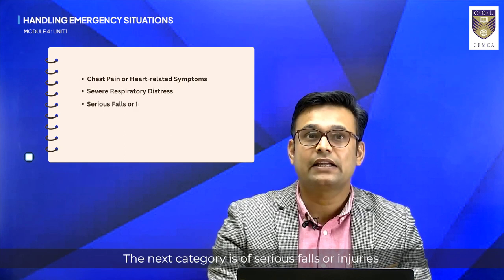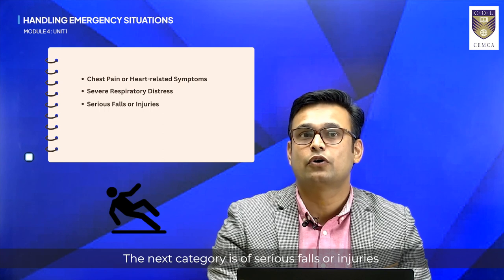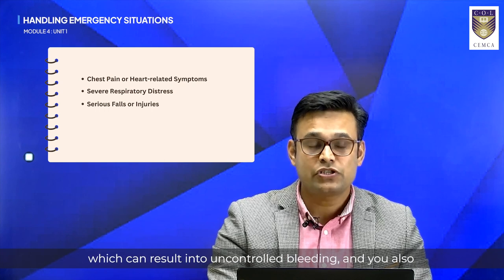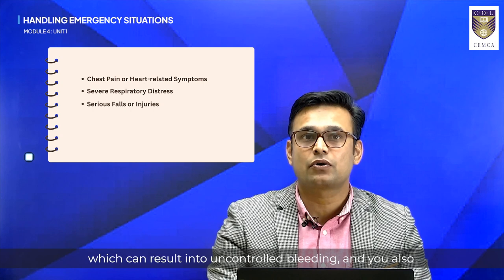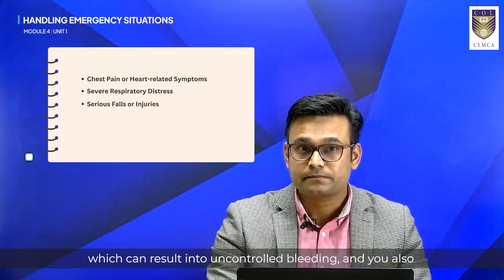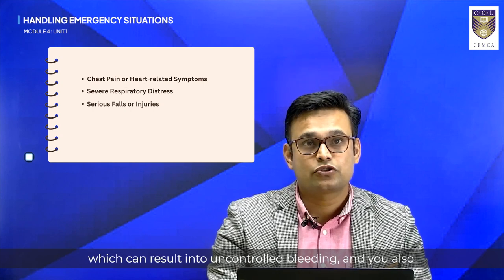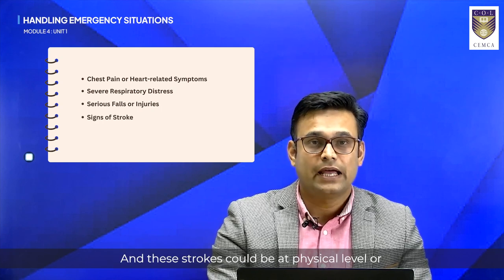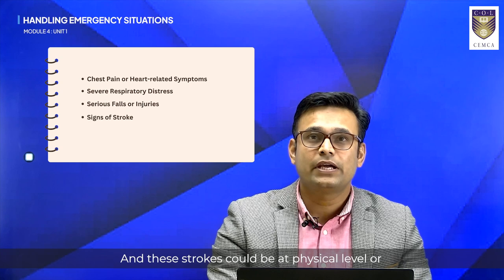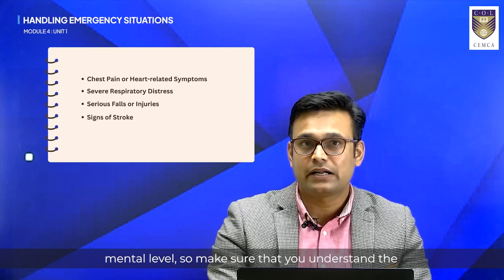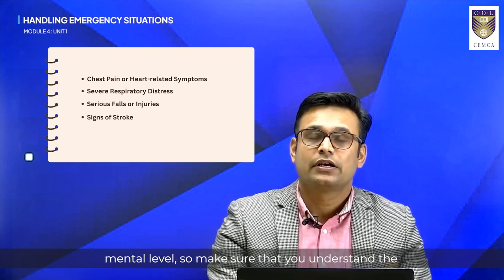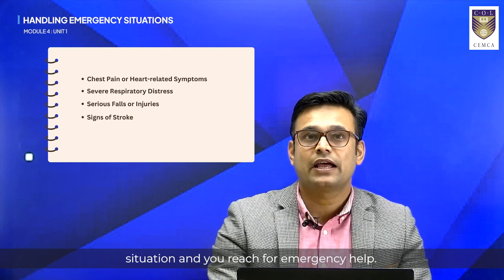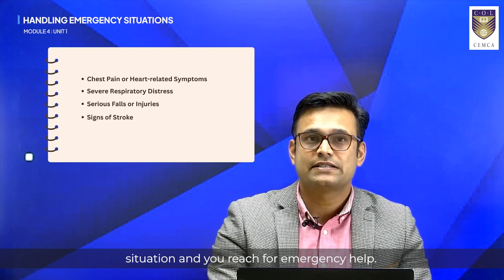The next category is serious falls or injuries, which can result in uncontrolled bleeding. You also need to consider the signs of stroke, and these could be at a physical level or a mental level. So make sure that you understand the situation and reach for emergency help.